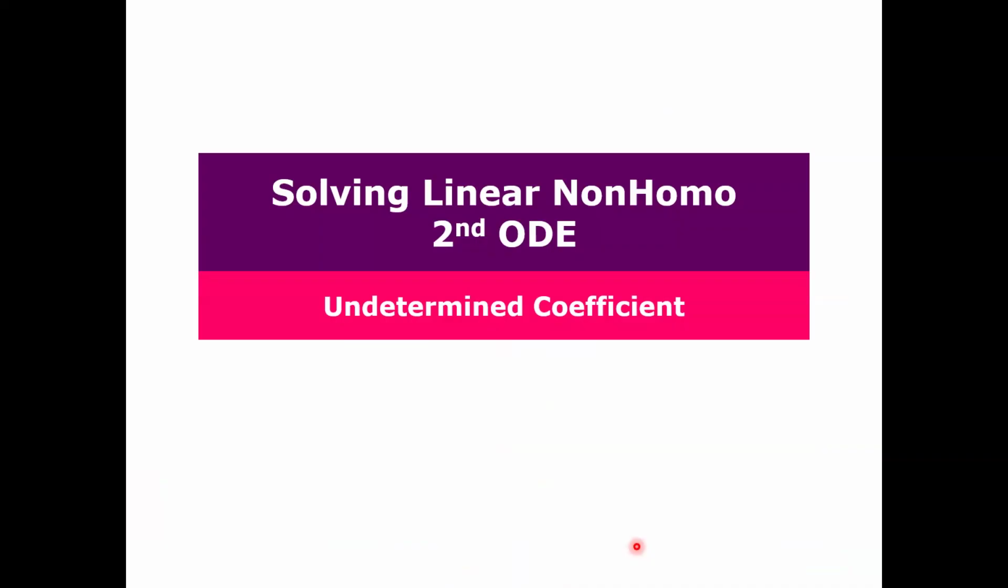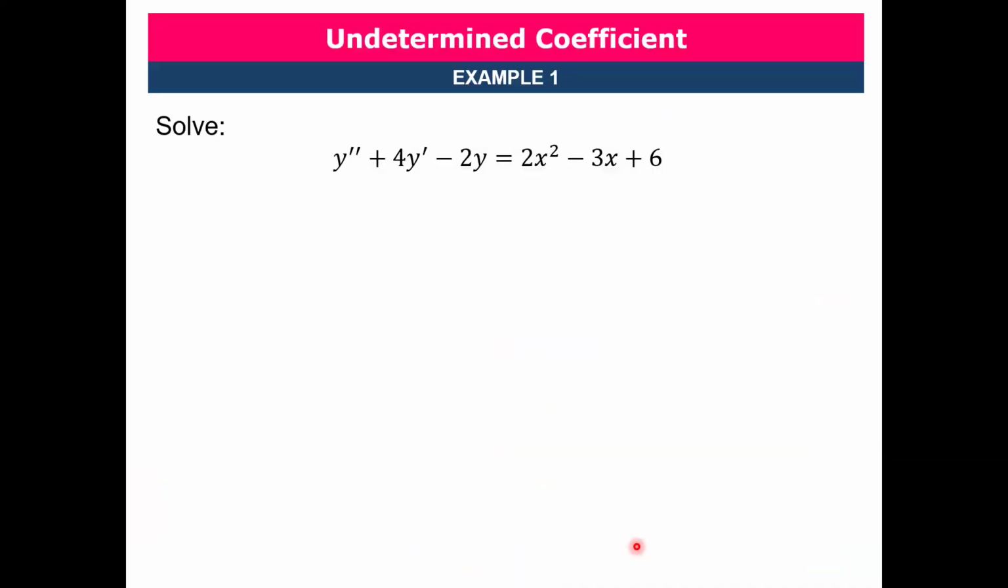First, let's go to the first method, undetermined coefficients. I'm going to show you through an example so you can see the steps. All right, the question is: solve y double prime plus 4y prime minus 2y equal to 2x squared minus 3x plus 6. You notice here that the right-hand side is no longer 0 as in the previous lecture. Now we have a function R(x) on the right-hand side. Then how do we solve this ODE?